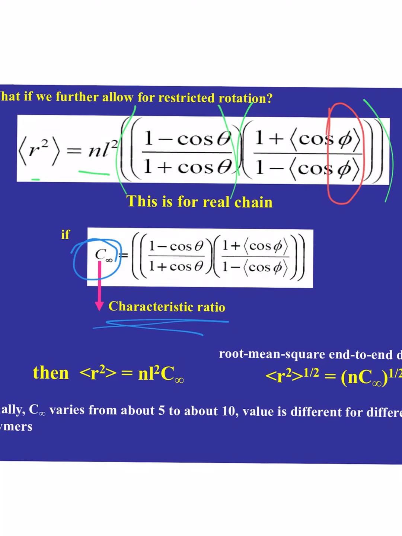And because we come up with this nice fudge factor, we can then look at this formula being equal to NL squared times that characteristic ratio, C sub infinity. And so then the root mean square end-to-end distance is equal to the value N C sub infinity to the 1/2 times L. So similar to what we saw before, in this case, C again varies from about 5 to 10. As I said, you'll see values like 6.8, 7.4, 7.2, things like that are very normal. And it changes from one polymer to another. Polystyrene is different from PMA. But again, I'll give you this information, so you don't need to compute it.